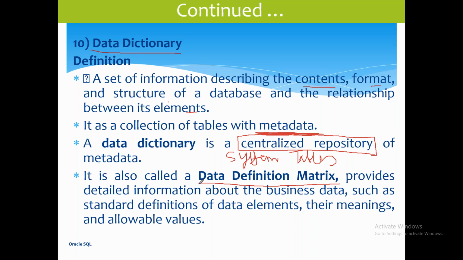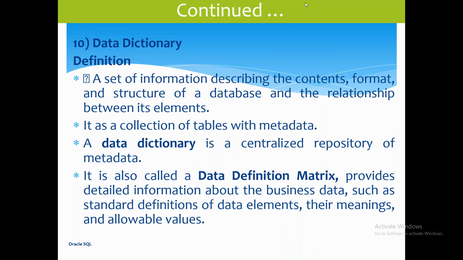Another name of this data dictionary is data definition matrix, which provides detailed information about business data, some standard definitions, what kind of elements are present, what their meanings are, and what is allowed and not allowed, and many more. Later on we'll see some data dictionary tables also. At table level, some data dictionary tables are there. At view level, some are there. At object level, index level, constraint level. In different topics, whenever we cover them, we will see the related data dictionary tables and which kind of information is present.